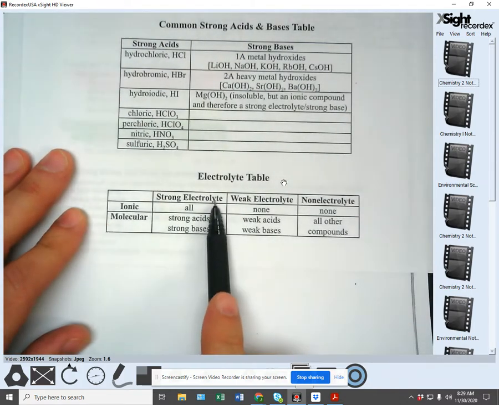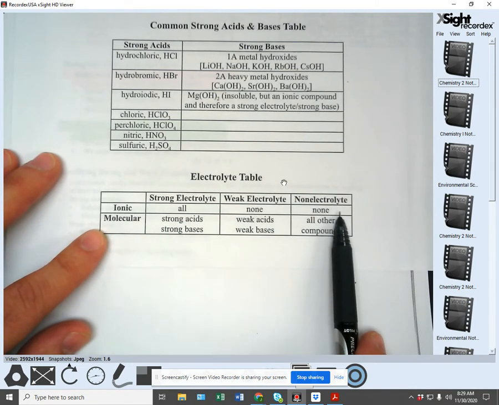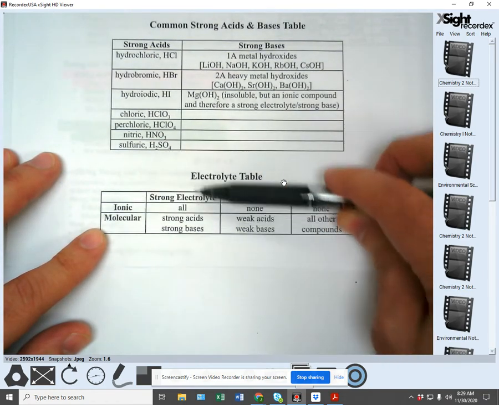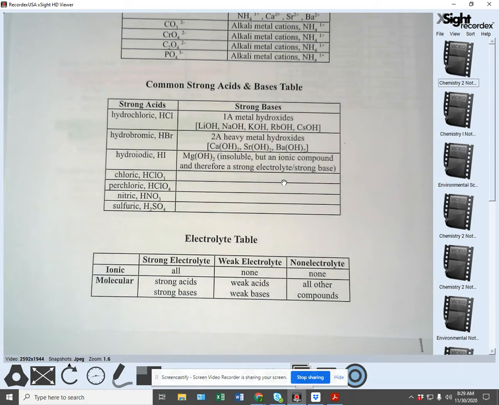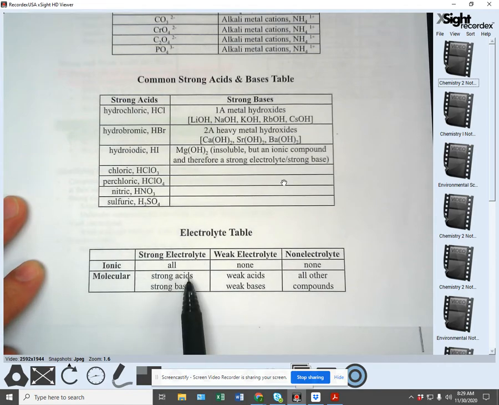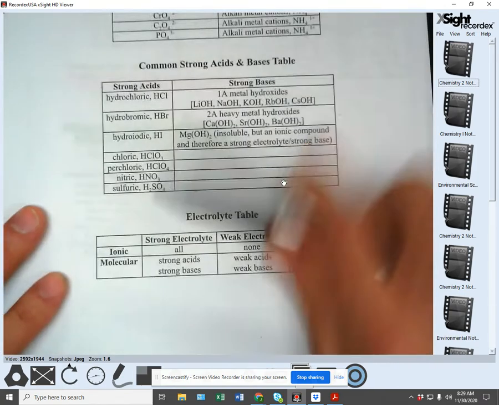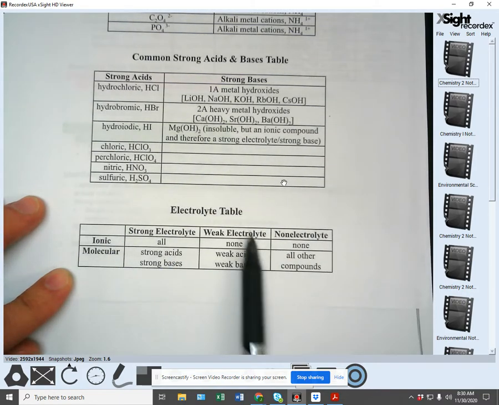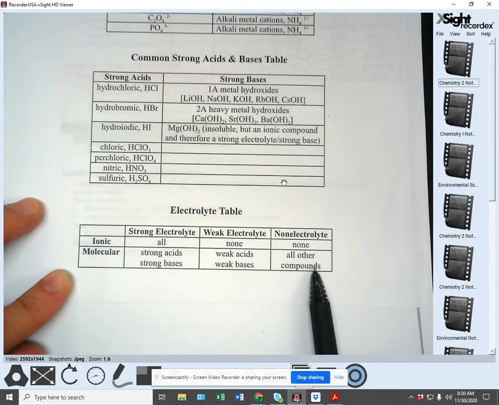Okay. So strong electrolyte, ionic. Now I didn't put any ionic under non-electrolyte, which would be the insoluble ones, because I'm trying to keep it simple here. So if it's ionic, strong electrolyte. Molecular, like covalent. If it's molecular and it's a strong acid or a strong base, it will be a strong electrolyte. So you would look here. If it's an acid or a base, but it's not strong, it'll be a weak electrolyte. If it's molecular and it's not an acid or a base, then it's going to be a non-electrolyte.